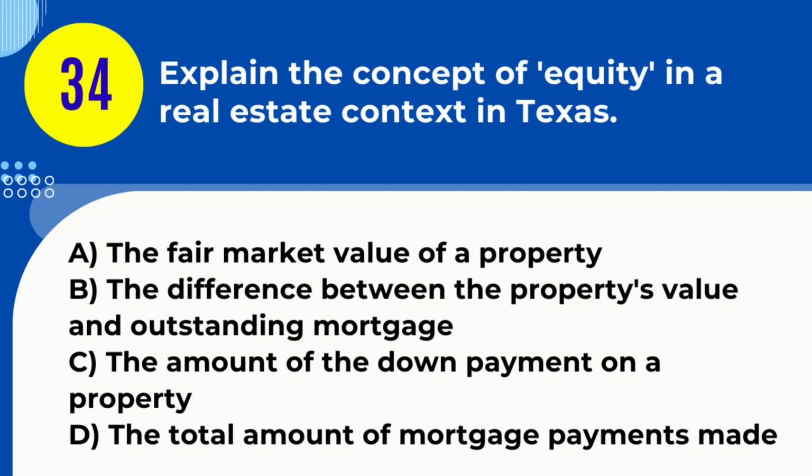Question 34. Explain the concept of equity in a real estate context in Texas. A. The fair market value of a property. B. The difference between the property's value and outstanding mortgage. C. The amount of the down payment on a property. D. The total amount of mortgage payments made. Answer: B. The difference between the property's value and outstanding mortgage.